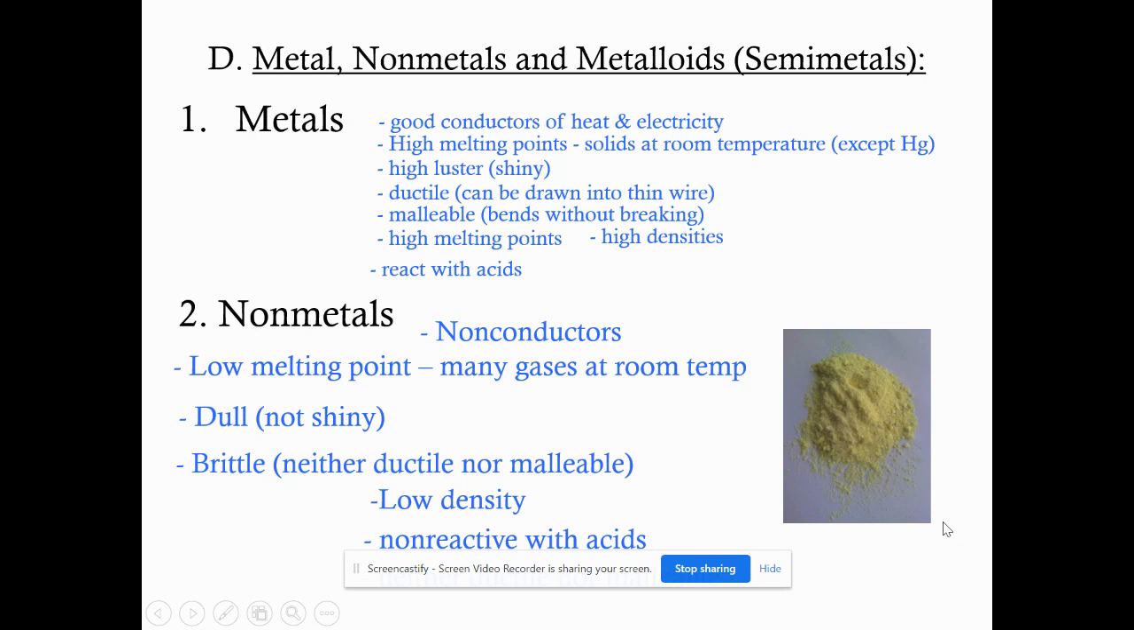For nonmetals, it's pretty much the opposite of metals. Unlike metals, they do not conduct electricity. They are dull as opposed to shiny. They are brittle. If you try to bend or beat on them, they will break. They have low densities, neither ductile nor malleable, non-reactive with acids, and one key thing is very low melting and boiling points.